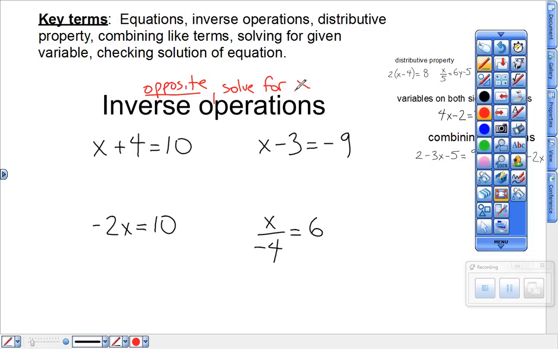The opposite of multiplying by negative 2, which that's negative 2 times x, is dividing by negative 2. The opposite of dividing by negative 4 is multiplying by negative 4. So that problem on the right, x over negative 4, that shows x divided by negative 4. So here we go. I'm going to do the inverse operations in blue.